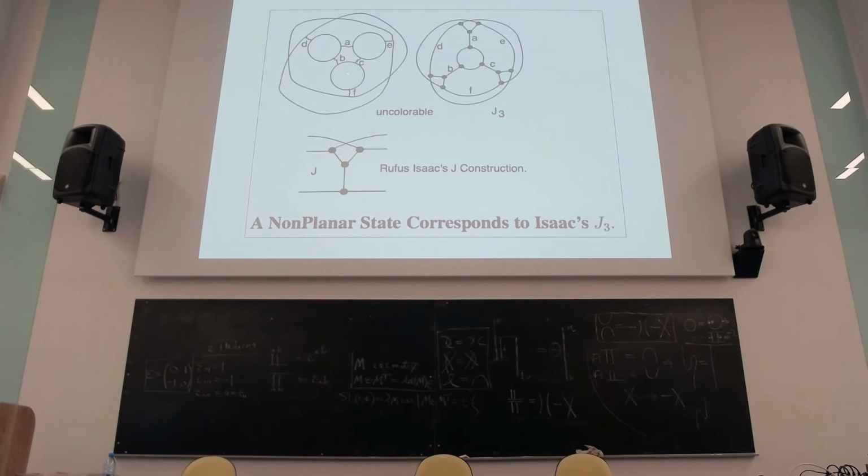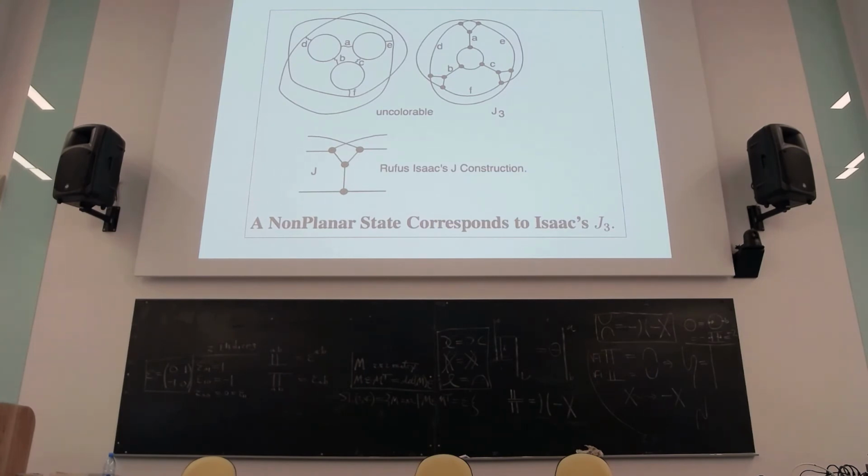Watch. There. That's the one I was just telling you about that refuses to color. If we squeeze these back together to see what graph we're talking about, squeeze that here, squeeze that, then we have this graph. And this graph, if you look at it, you might recognize it. It is what's called Isaacs' J3.